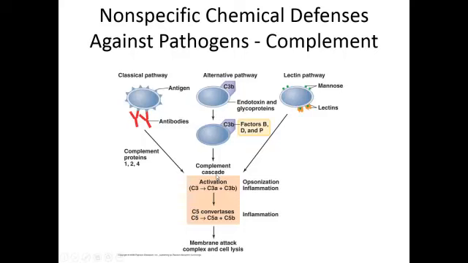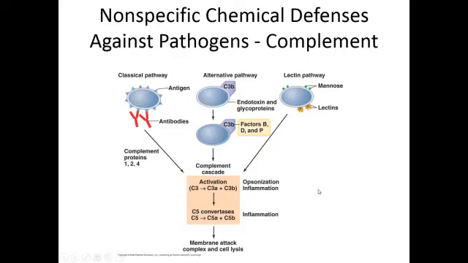Now, a complement cascade, its intent is to amplify the signal. So, say you have one cell that's covered with antibodies, you end up getting a whole bunch of complement activated from that one signal. Think of it like a radio, turning up the volume dial. That's what the complement cascade does, it turns up the volume on the signal. All of which ends up causing opsonization, or increased phagocytosis by phagocytes, stimulates inflammation, and we form membrane attack complexes.